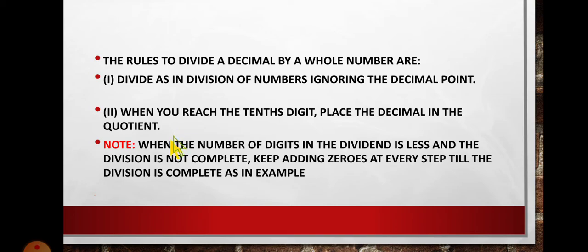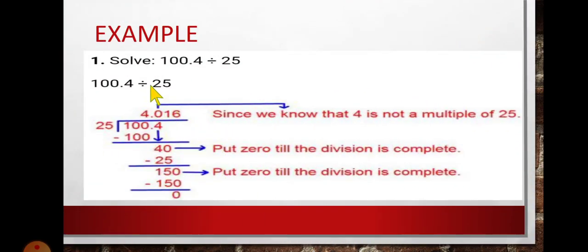And one more important thing, beta: when the number of digits in the dividend is less, which we already did in the previous question, and the division is not complete, then keep adding 0 at every step. Each and every step when your division is not over, you can insert 0 till the division is complete. I will show you these rules with an example.